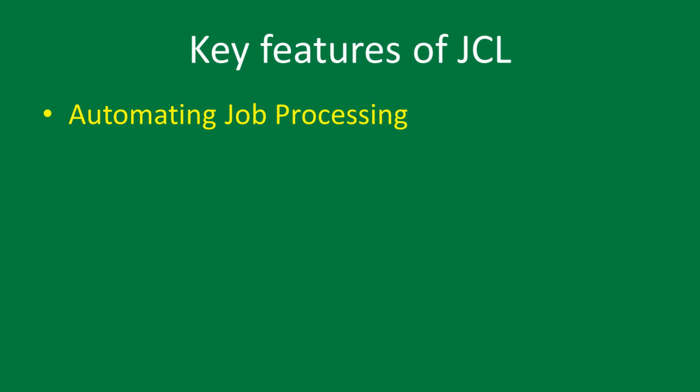Now we can discuss the key features of JCL. The first key feature of JCL is automating job processing. JCL provides a way to automate the processing of jobs on the mainframe. This allows tasks to be completed faster and more accurately without the need for manual intervention. That means you can schedule a program or job for a specific time or date. When that time comes, the program will be executed automatically. You don't need to be physically present to run that program. It will be executed automatically.